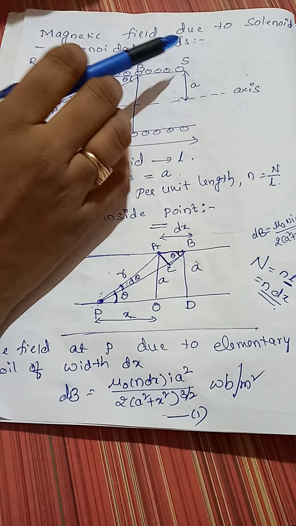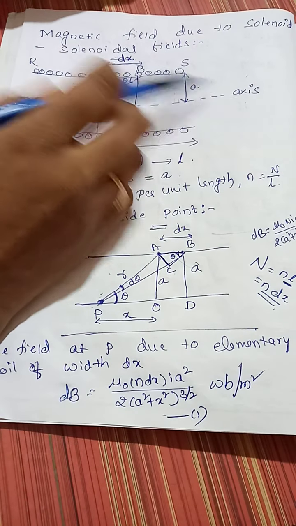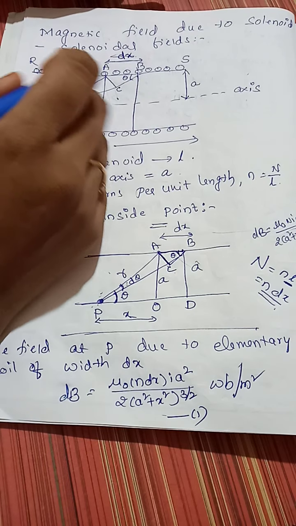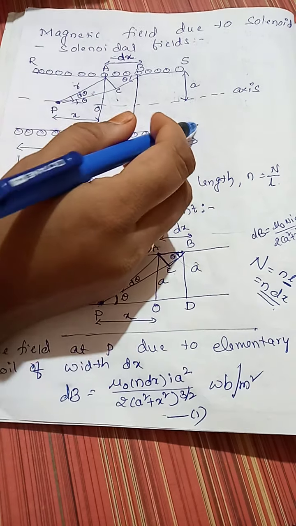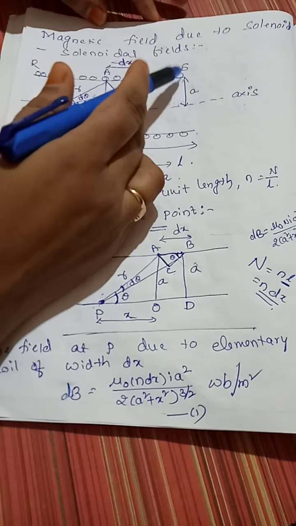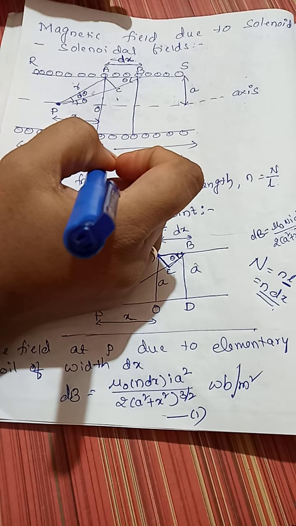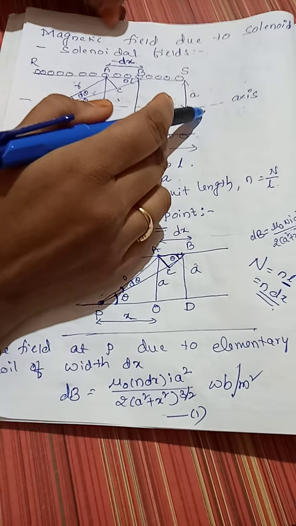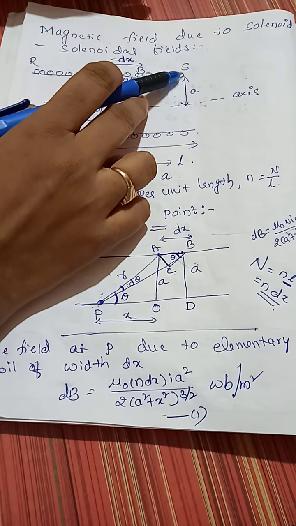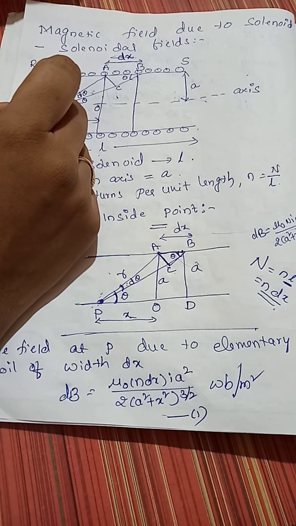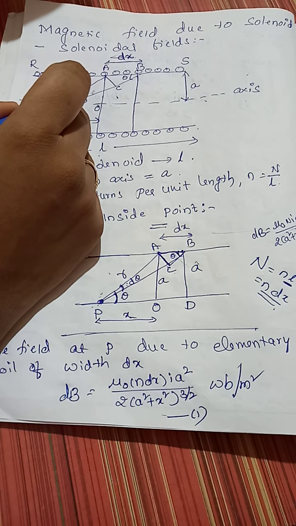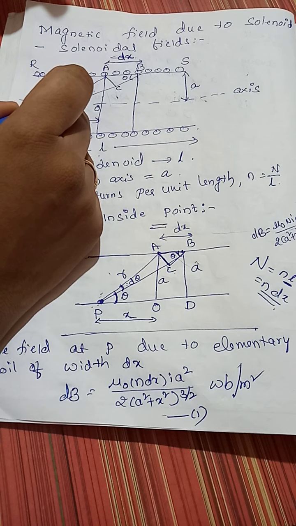Magnetic field due to solenoidal fields. Here, consider a solenoid RS of length L. From the axis, let A be the radius of the solenoid. P is the point very well inside the solenoid.